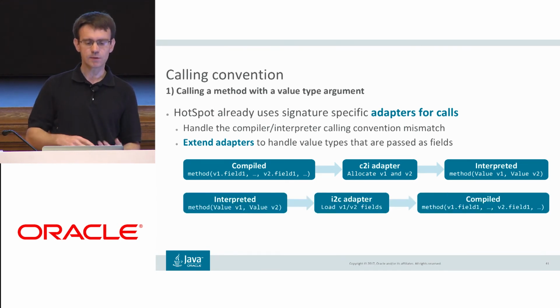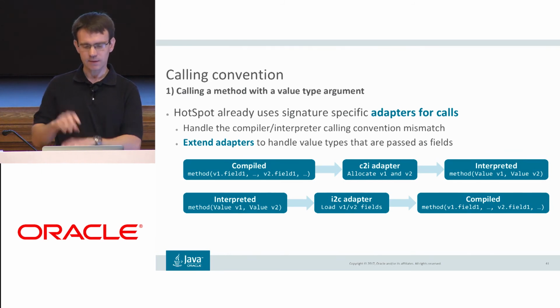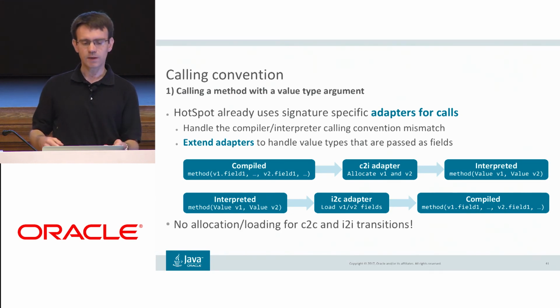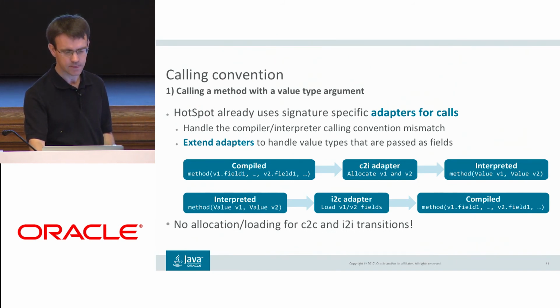When an interpreted method is calling compiled code, we are doing the opposite. The I2C adapters take fields from the allocated value types and load them into registers. So the compiled method can run with everything already in registers. Of course, when a compiled method is calling a compiled method, you have no adaptation to make. So we are avoiding allocation and loading.